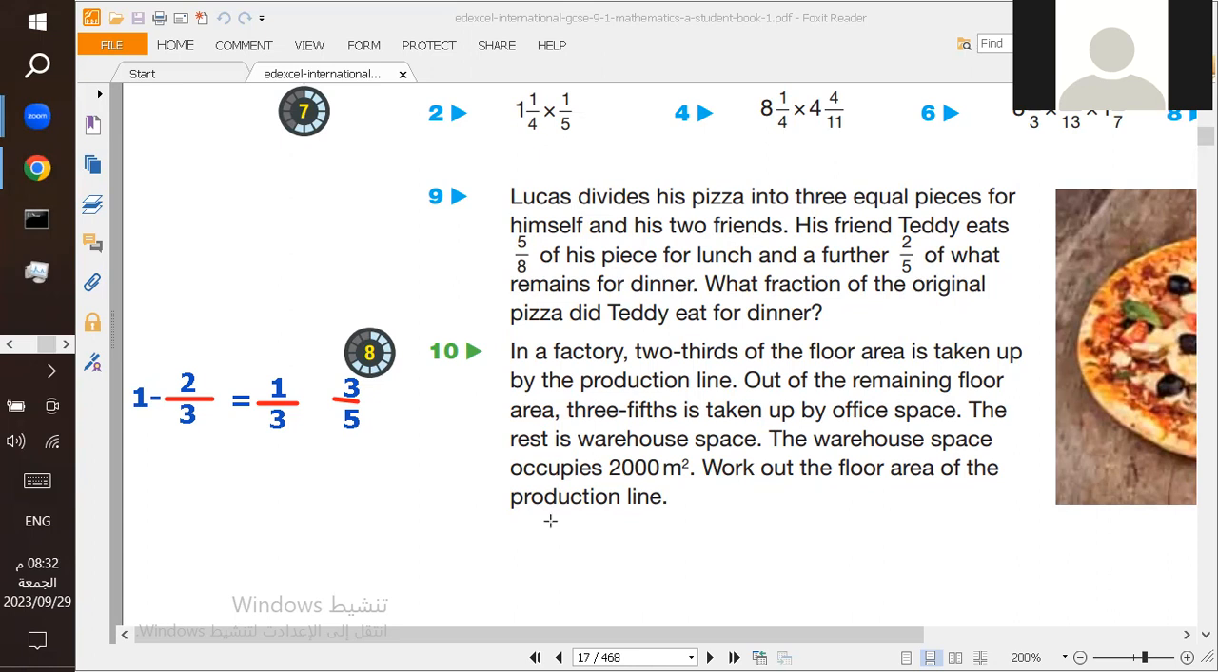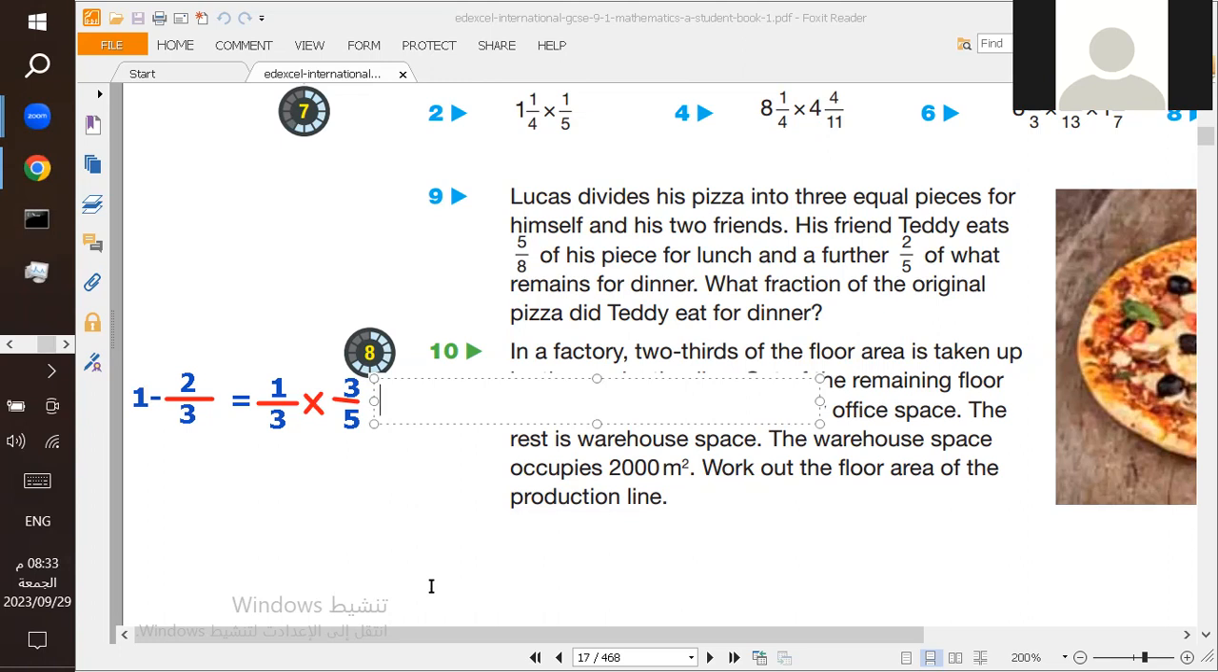It is a good question. Good. Okay. So as we said, 2/3 is taken by the production line, and out of the remaining floor area, which is 1 over 3, the ones taken are 3/5 for the office space. The rest is the warehouse space. So 3/5 of this one is taken by the office space. So I'm going to find the office space.